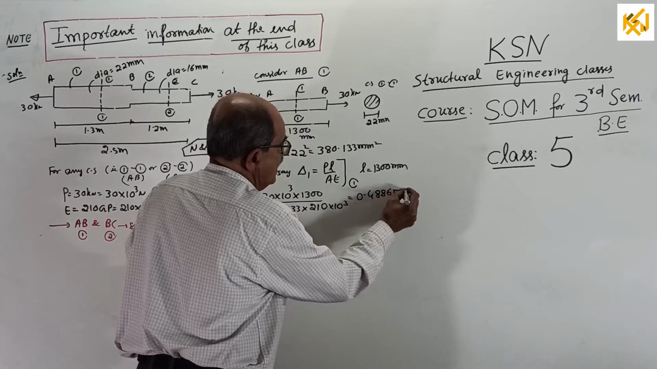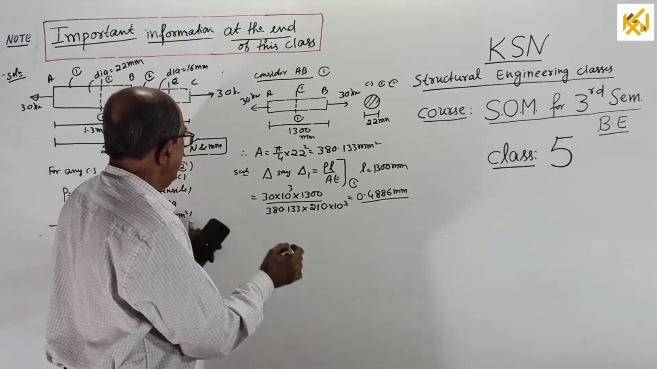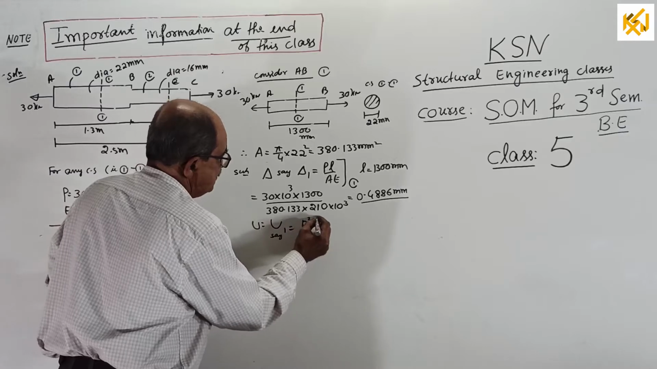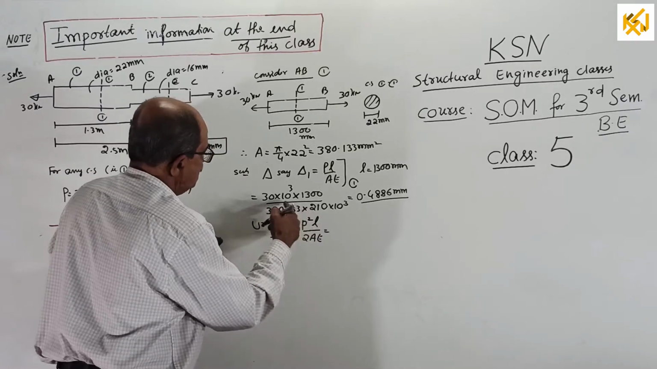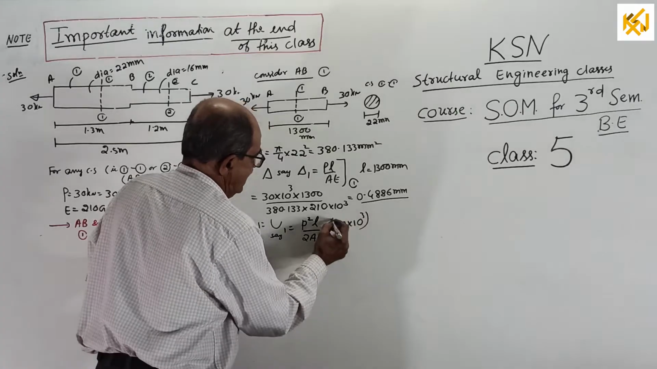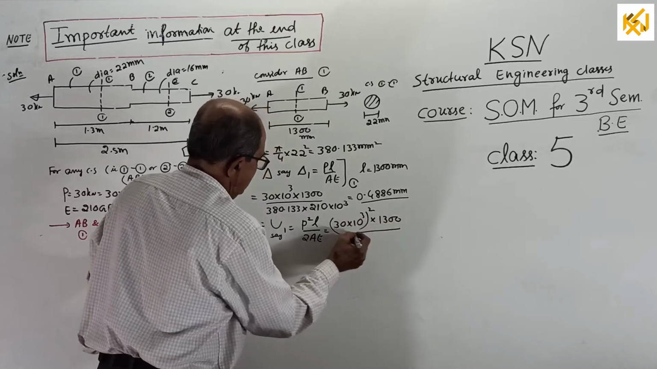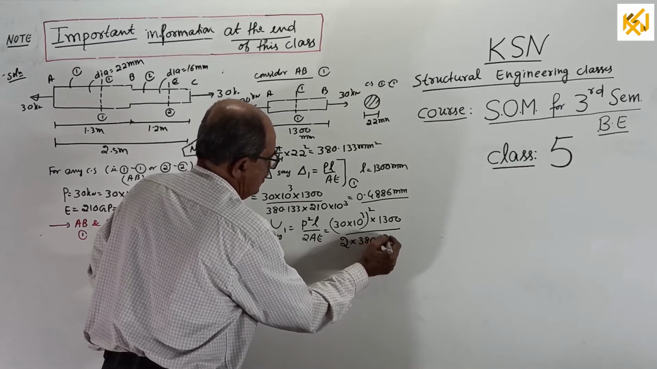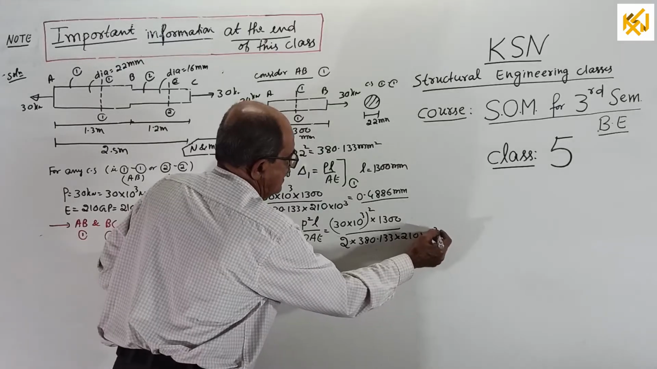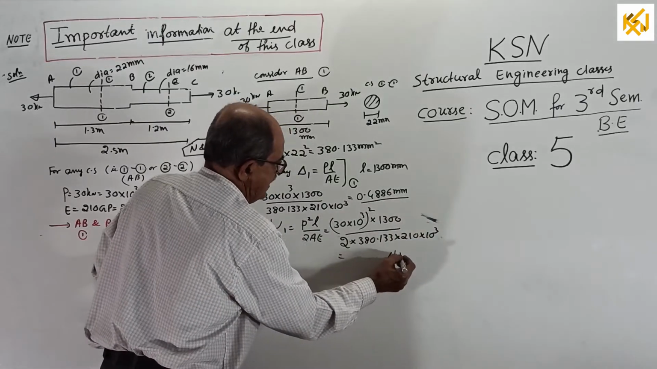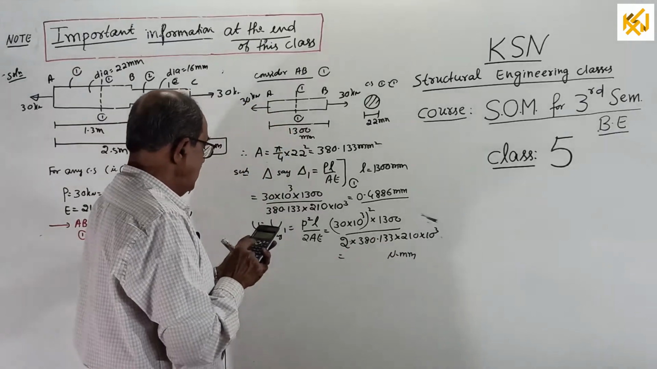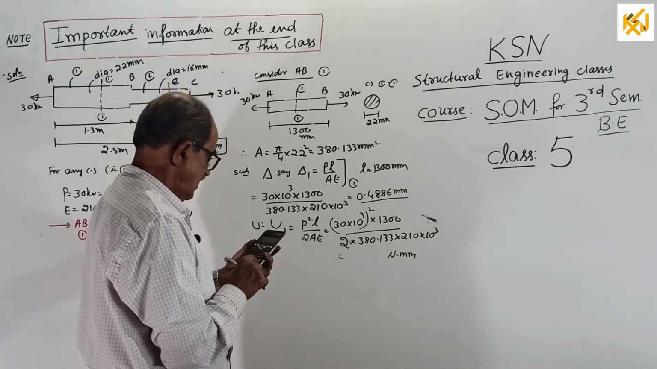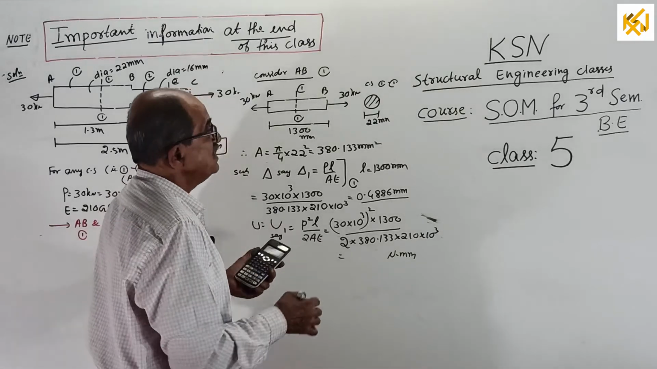0.4886 millimeter. Do not call it increase or decrease, because you told it's elongation. Understood. And U, say U1, equals P square L by 2AE. Substitute P square: 30 × 10^3 whole square into L, which is 1300, area is 380.133. See, chance of forgetting this 2, I told you. 2 divided by 380.133 divided by 210 × 10^3. You get strain energy stored in Newton millimeter: 30 × 10^3 square into 1300 divided by 2 divided by 380.133 divided by 210 × 10^3 is 7328.26. I noted it down. Yes, correct.